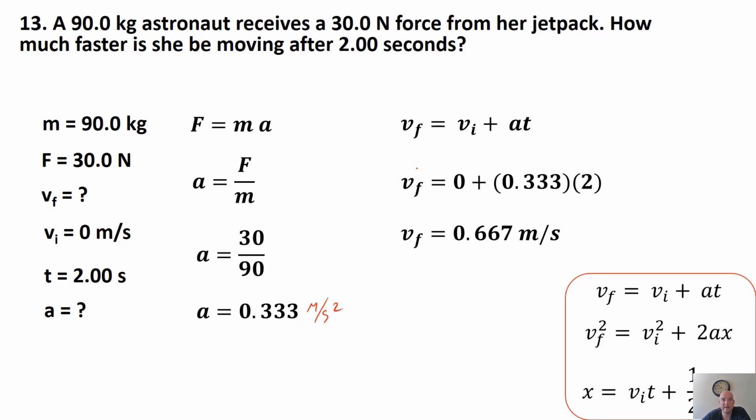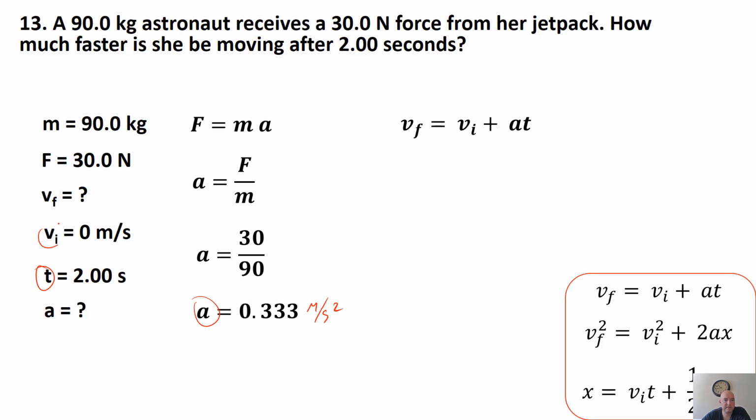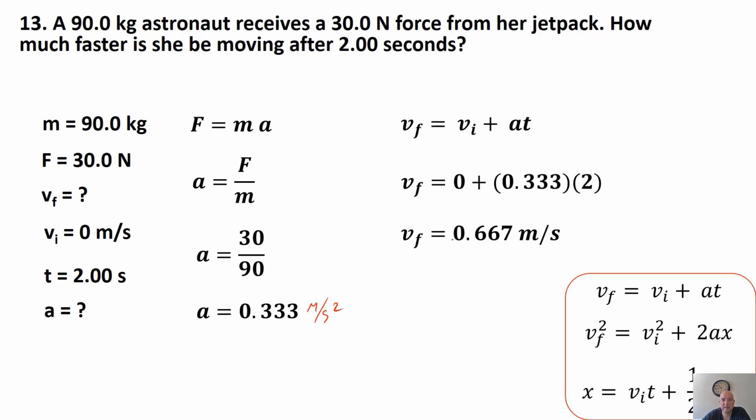And so we have our equation that we're going to go to. We have A, we have T, we have VI, and we have VF we're solving for. There's everything we need in this equation. So we go ahead and plug in all our values. VF equals 0 plus 0.333 times 2, and we get 0.667 meters per second. So this is how much faster they're going. I don't know how fast they are actually going, but I know that they're going to be going 0.667 meters per second faster at the end of this force being applied for 2 seconds.